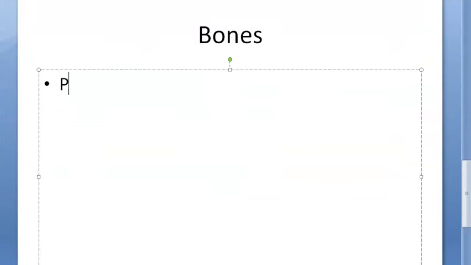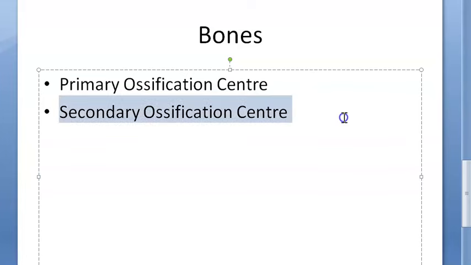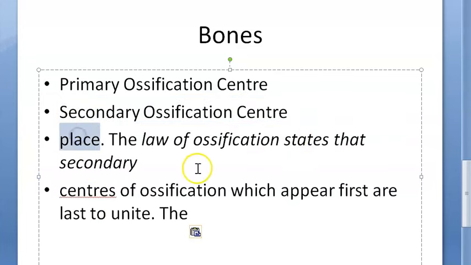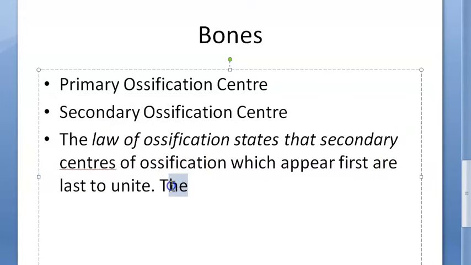So understand here that there is primary ossification center. These are there before birth. And then you have secondary ossification center after birth. But there are a few exceptions to all this. And there's a law of ossification which you have to write here. Law of ossification is that secondary centers of ossification which appear first are last to unite.